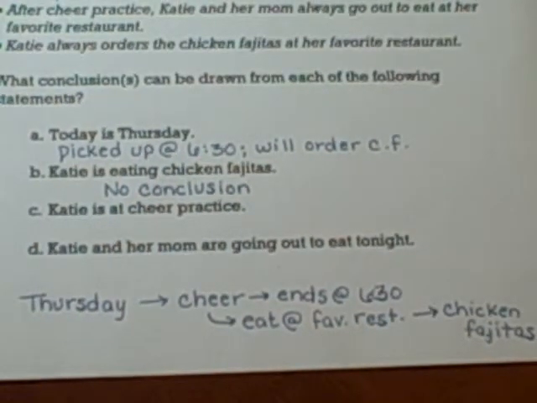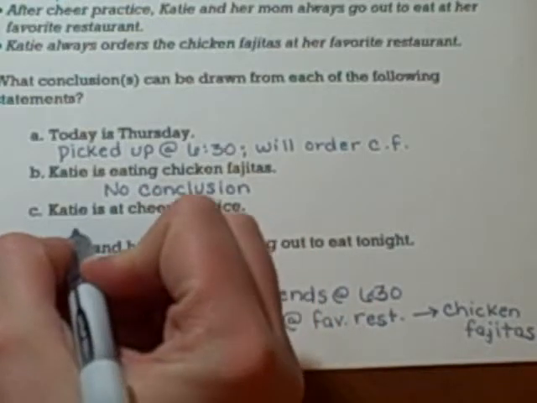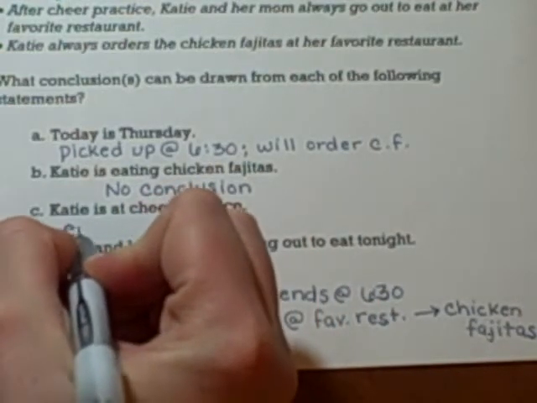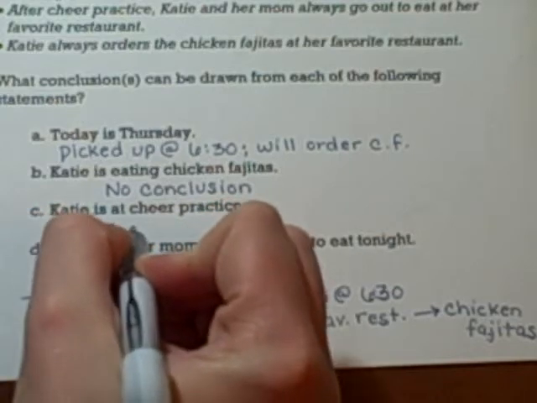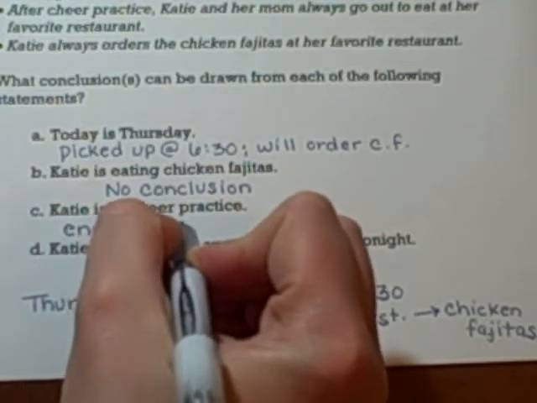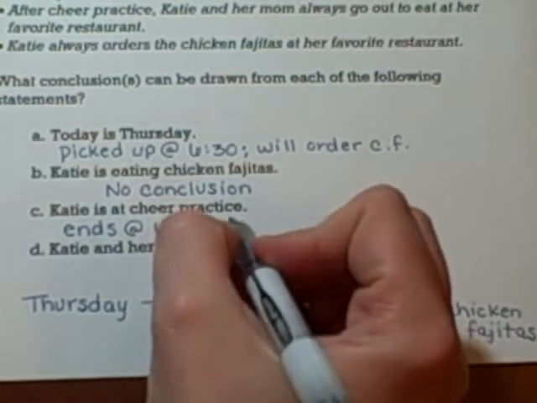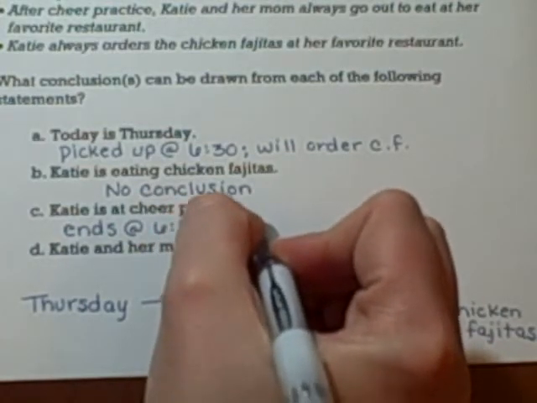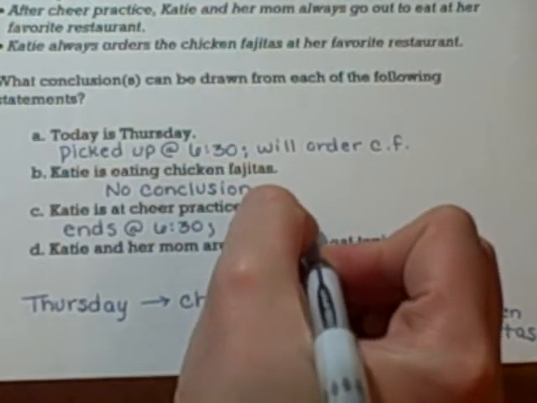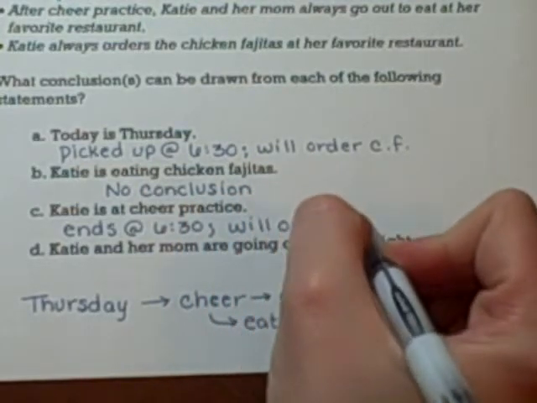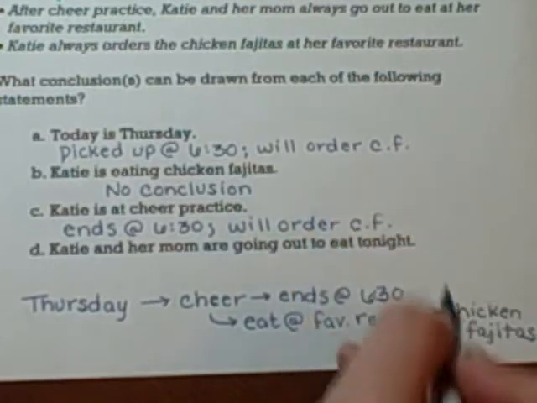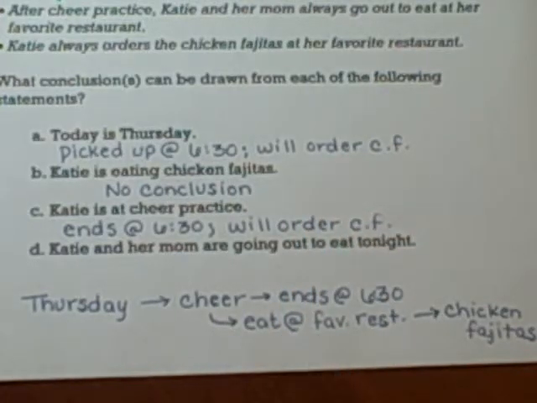Okay. Katie is at cheer practice. So Katie is right here. What do we know? Well, we know she's going to be picked up at 6:30 or that it ends at 6:30. Either one of those would be correct. We also know that she's going to end up eating chicken fajitas. Again, I'm just going all the way to the end of the road with those. But remember that if you listed that stuff in between, like if you said that you also knew she was eating at her favorite restaurant, that would be okay.